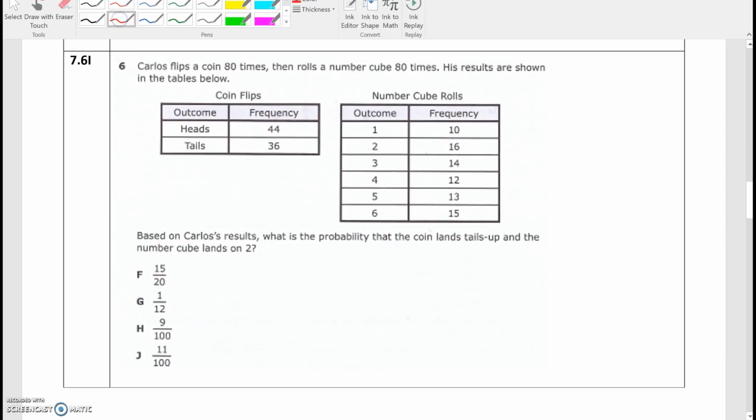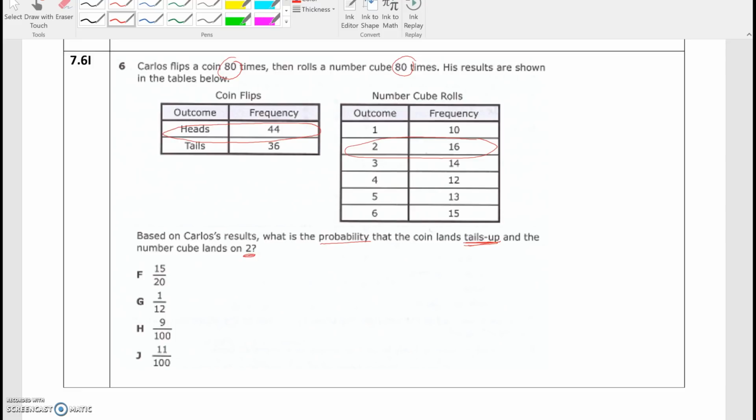Okay, so now we're on number 6. It says Carlos flips a coin 80 times and then rolls a number cube 80 times. So we're doing 2 events, flipping the coin and rolling the number cube. His results are shown in the tables below. Based on Carlos's results, what is the probability that Carlos's coin will land tails up, and then the number cube lands on a 2? So we're looking for tails up, and we're looking for a 2, okay?